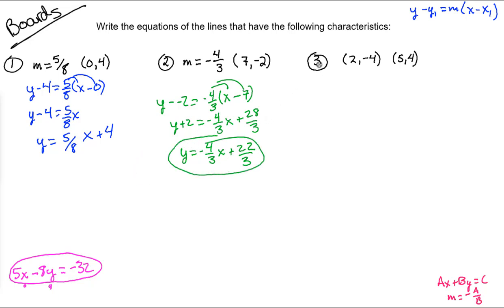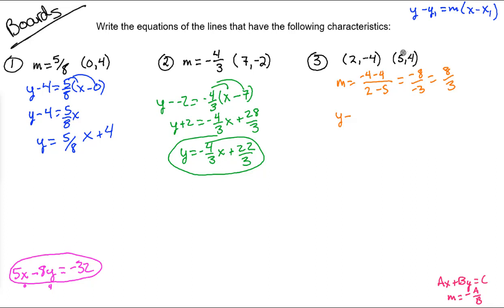And number 3. 2, -4, and 5/4. It goes through those 2 points, but we don't have a slope. Wait a second, I know how to get the slope. That's right, you get the slope by -4 minus 4, y minus y, over x minus x, 2 minus 5. So we get -8 over -3. The slope is +8/3.